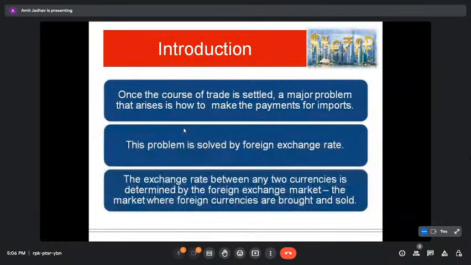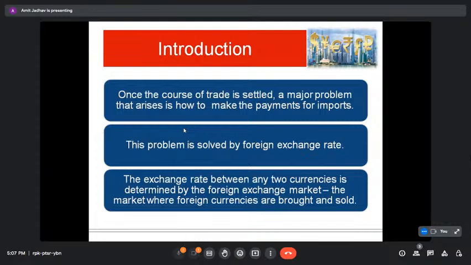So basically, what we have to think about in this particular topic. Once the course of the trade is settled, the major problem that arises is how to make the payment for the import. Different countries have different currencies, and when trade takes place, there will be a problem if the importers import some commodity, because they have to pay some amount for that commodity. This problem is solved by the foreign exchange rate.